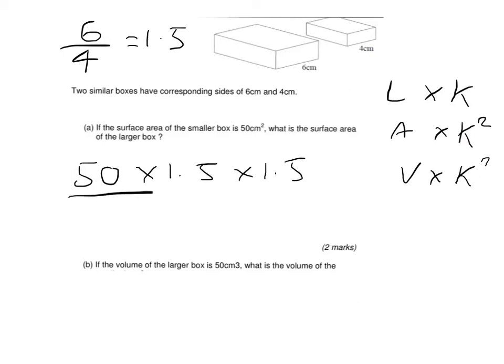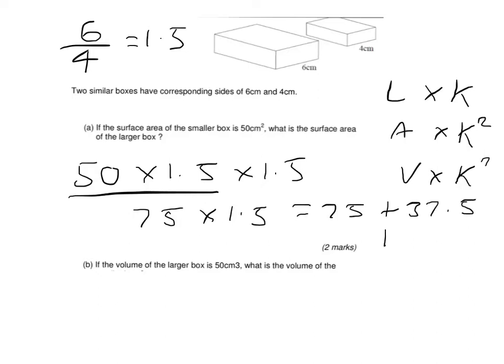Well, 50 times 1.5 is 75, and 75 times 1.5 is going to be 75 plus half of 75, which is 75 plus 37.5, and that comes to 112.5.